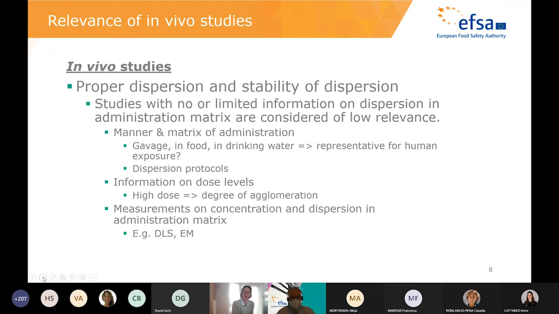if there is information on measurement of the concentration and also on the dispersion in the administration matrix, this will help to assess the relevance of this in vivo study for consideration in the risk assessment, for example, by information from DLS or EM images. Next slide, please.